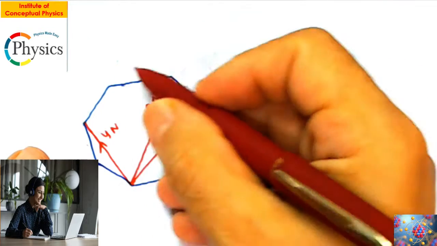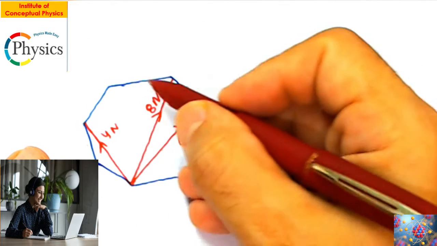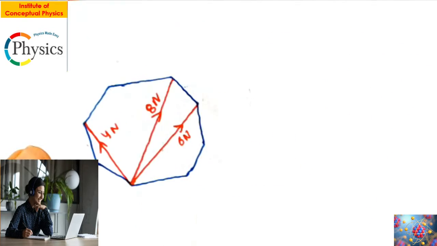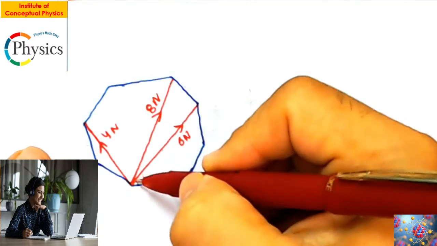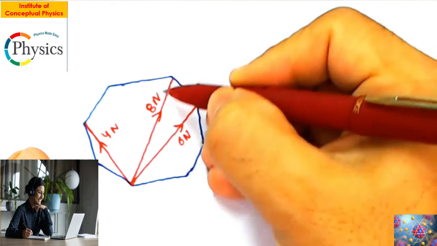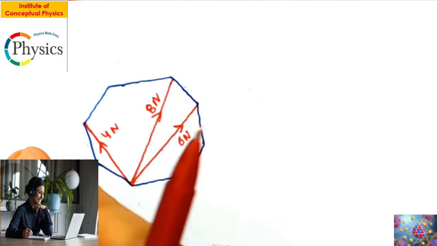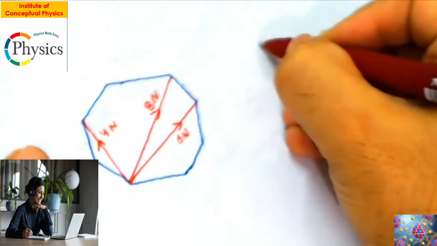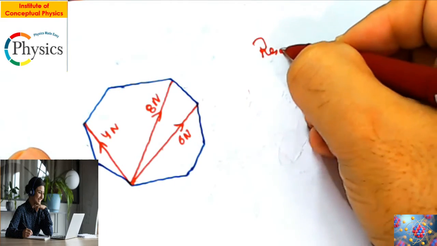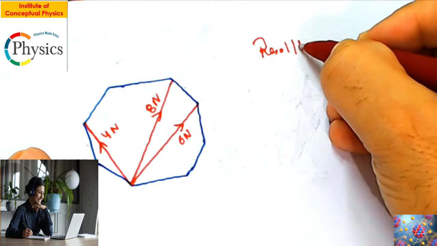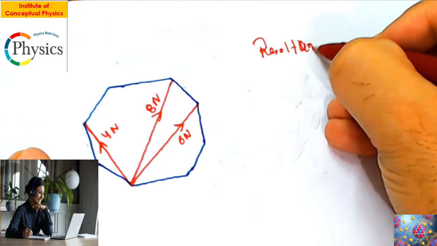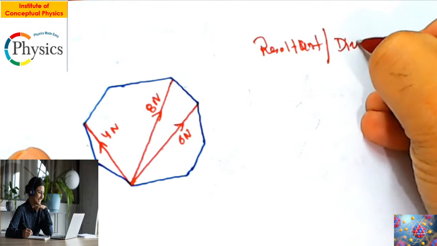So the situation is that you have this octagon, and in this octagon, there are three diagonals that represent three forces. You're supposed to find the resultant of these three forces and draw it, and find its direction. So your goal is to find the resultant, and you are expected to find the direction of the resultant.